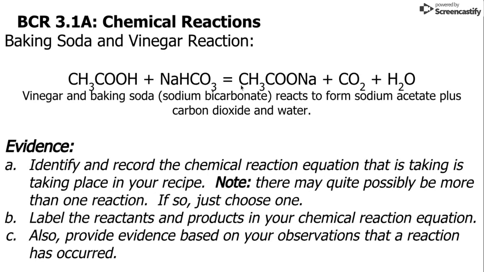So evidence: you need 3 pieces of evidence here. You need to identify and record a chemical reaction that is taking place in your recipe. There might be more than one, but you only have to choose one. You're going to label the reactants and products in the chemical reaction. I did not do that here because I didn't want to give the answer away. It's pretty easy. And then also provide evidence based on your observations that a reaction occurs.